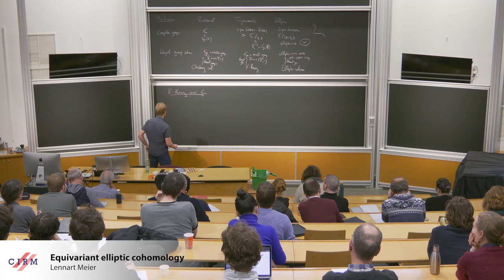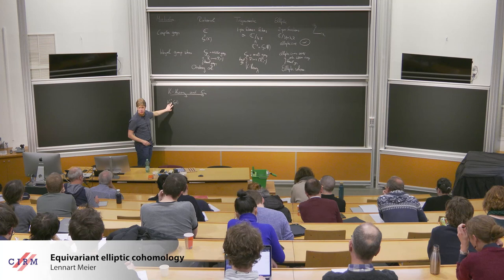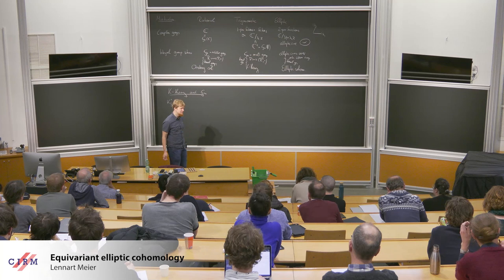Okay. So what is the equivariant K-theory of a point? Well, this is the Grothendieck group of equivariant vector bundles on a point. So what's an equivariant vector bundle on a point? Well, it's a complex representation. So this is the Grothendieck group.